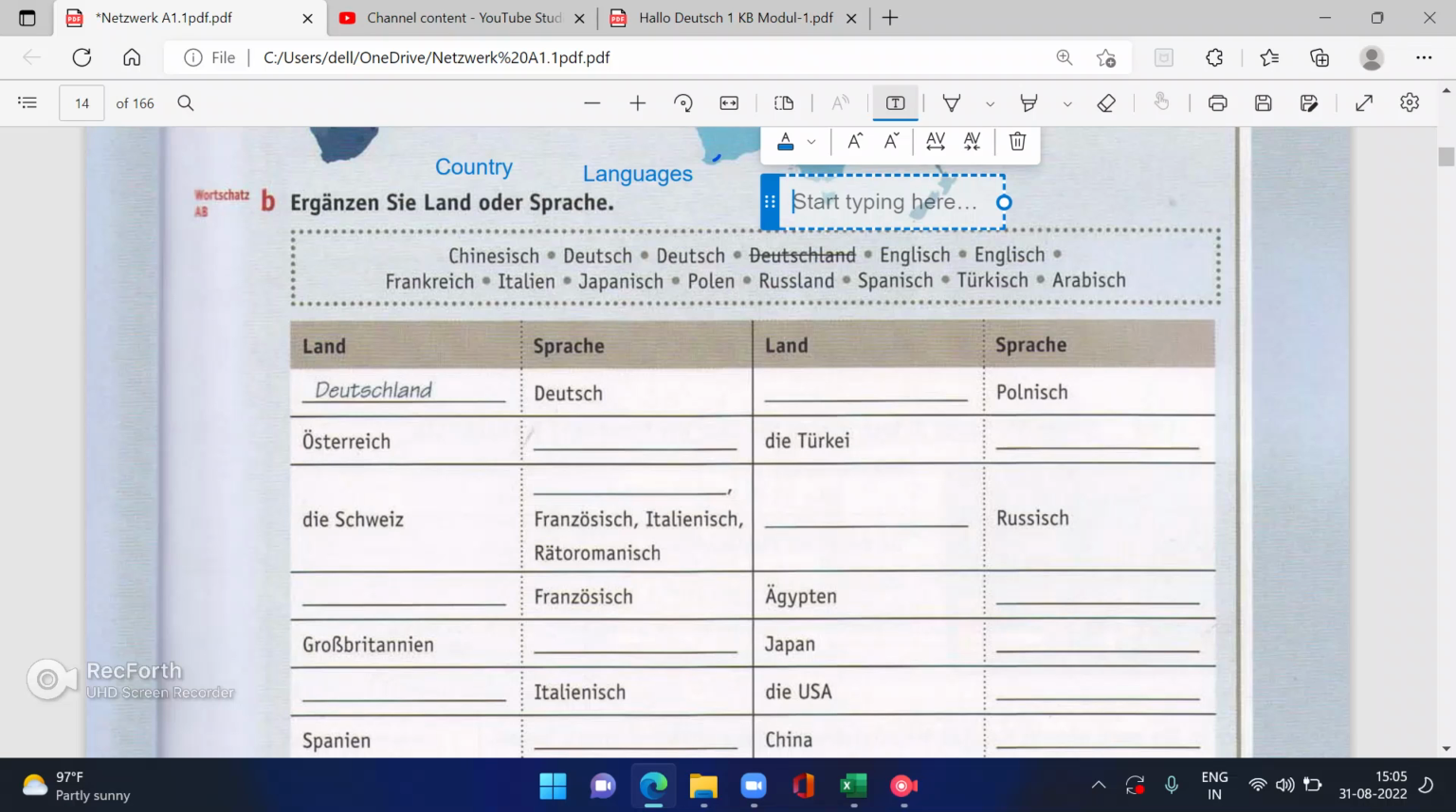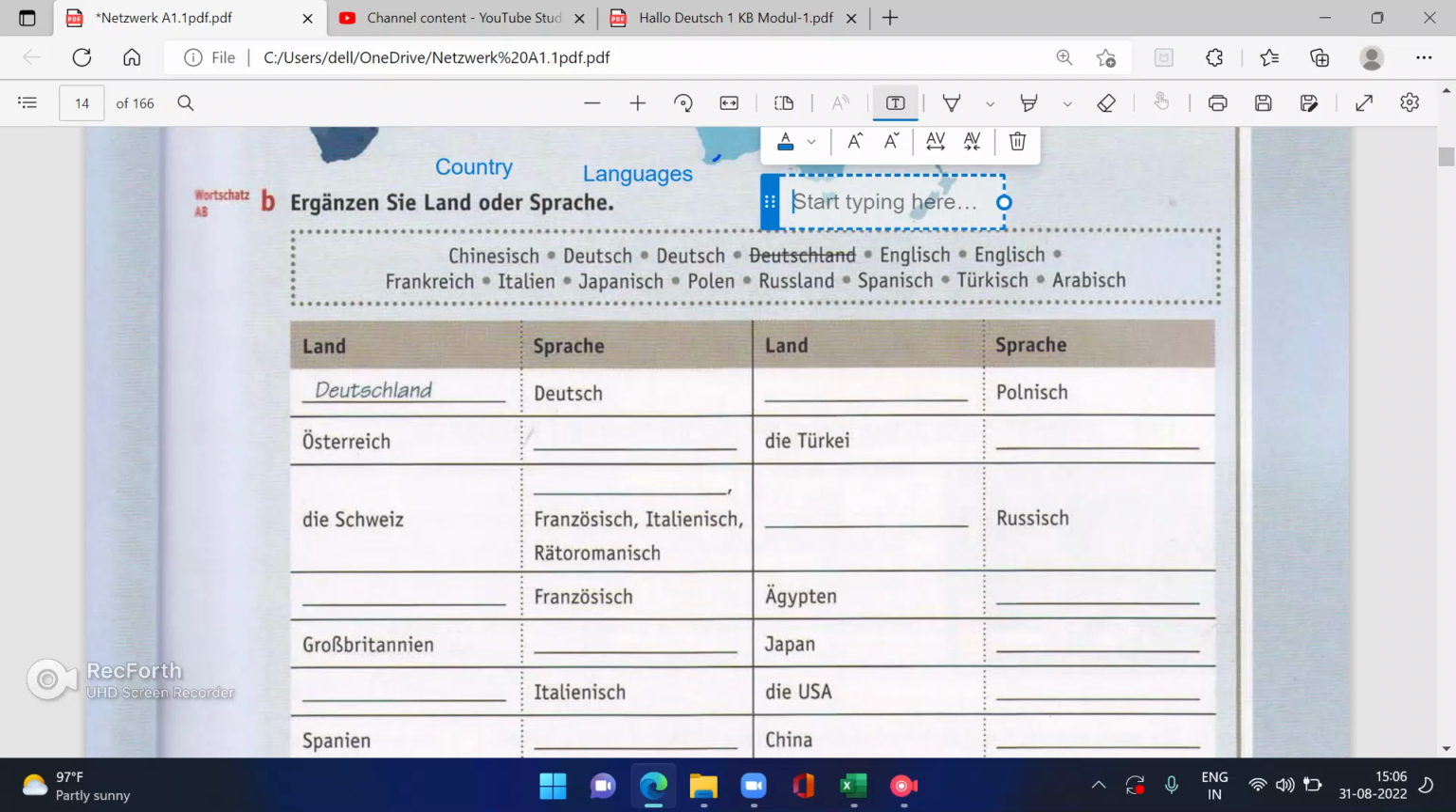Deutsch. English. Frankreich. Italian. Japanisch. Poland. Russland. Spanish. Turkish. Arabisch.